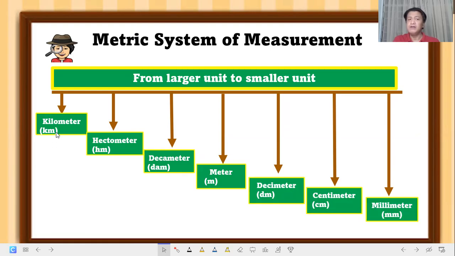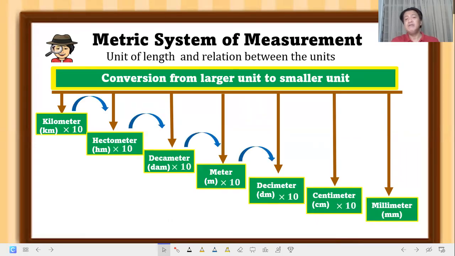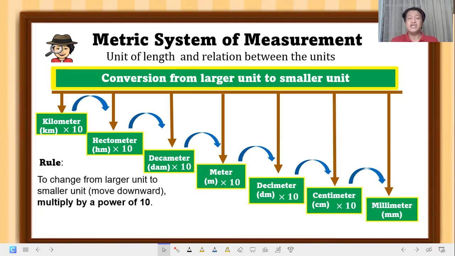Remember, from larger, pinakamalaki na unit po ay kilometer, pinakamaliit si millimeter. Okay, ibig sabihin niyan, ano yung rule na to? Okay, to convert from larger unit to smaller unit, all you have to do is just simply multiply by 10. Okay, mag-multiply ka lang ng 10 dyan, ibig sabihin, lalaki yung unit mo. Okay, from kilometer going down. Okay, meaning to say, to define the rule is simply to change from larger unit to smaller unit, mag-move lang tayo downward pababa by multiplying by a power of 10.